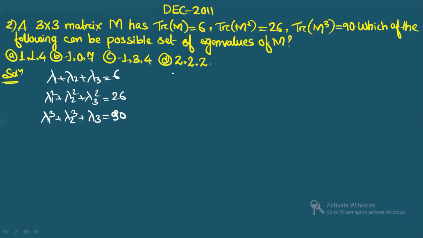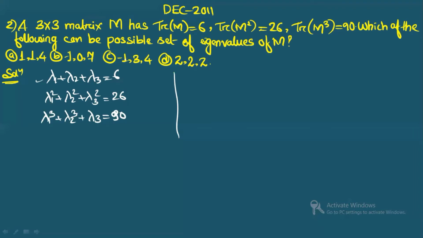First of all, for the first option, it's 4 plus 1 plus 1, which gives you 5. So it is not satisfying the first condition. For the second one, it is giving you 6, minus 1, 0, 7. But for the next one, 7 square will give you 49, and minus 1 square will give you 1, so it's 50. So option B is also incorrect.